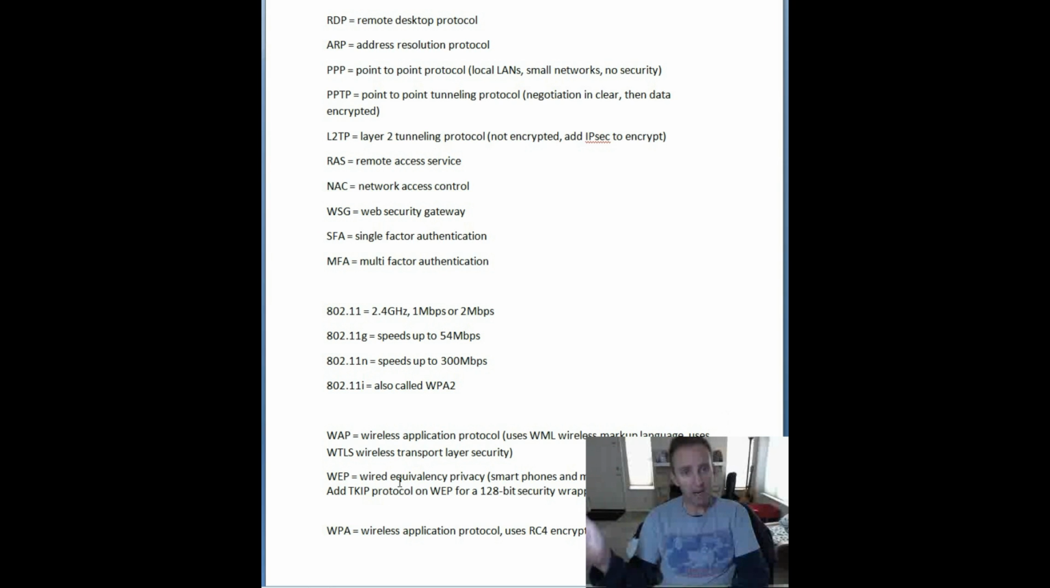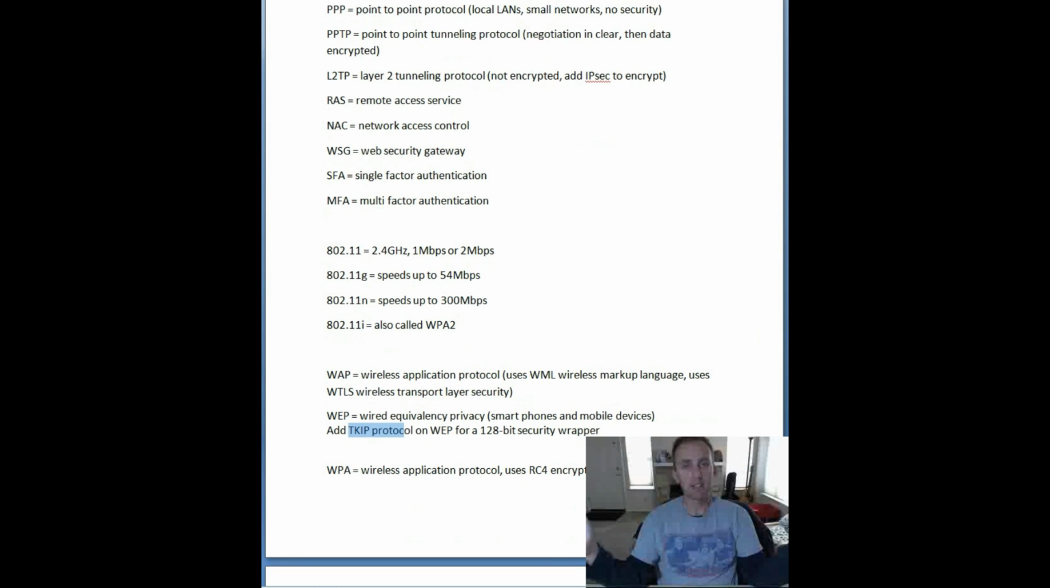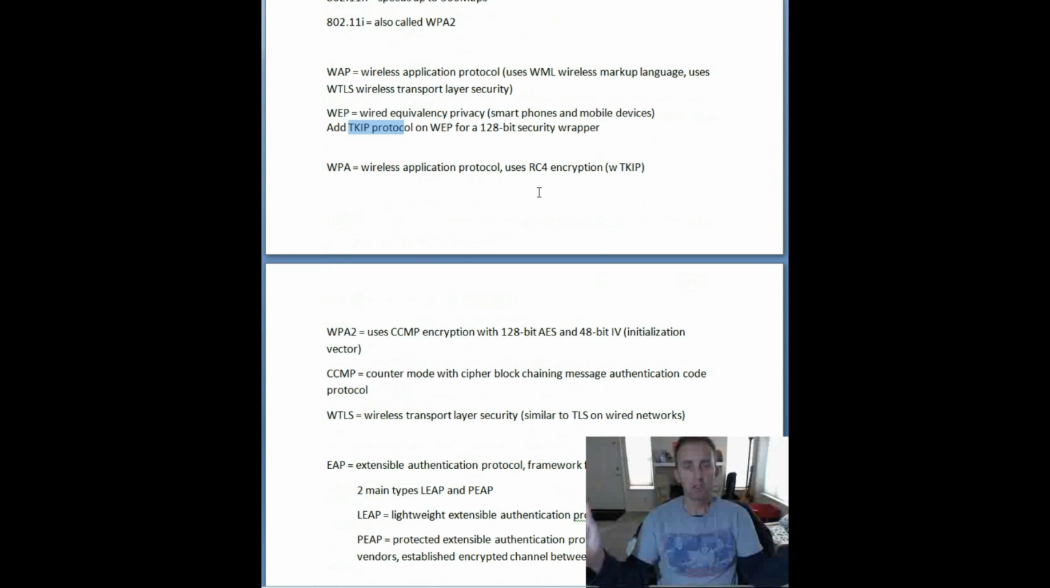So you have your WEP, which is the weakest wireless encryption, and it is mostly found on smartphones and mobile devices, and you can add the TKIP protocol on top of WEP to add a 128-bit security wrapper. A key point here, remember that the TKIP protocol is 128-bit. Then you have your WPA, which is one step up in security. It uses RC4 encryption, and it can also use TKIP, as we mentioned before.